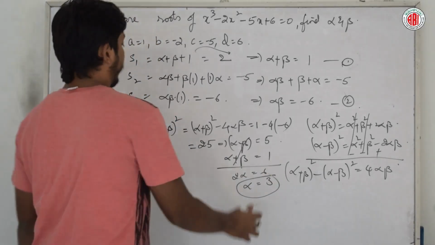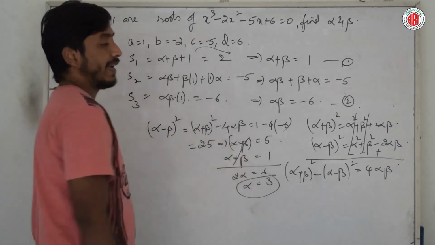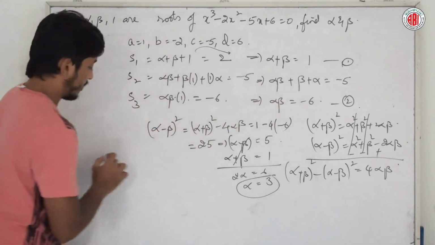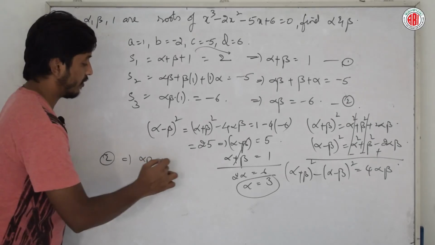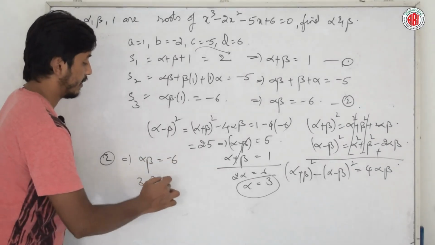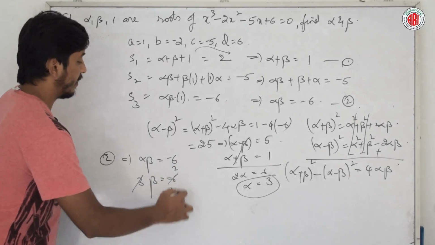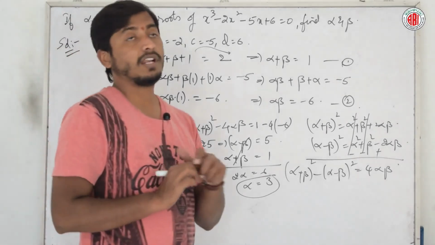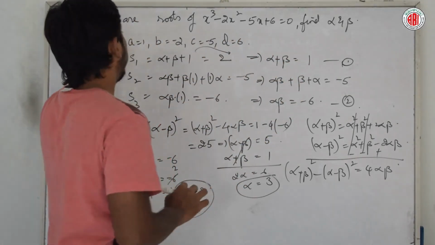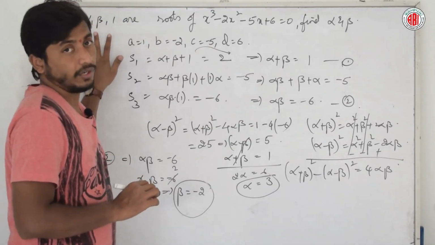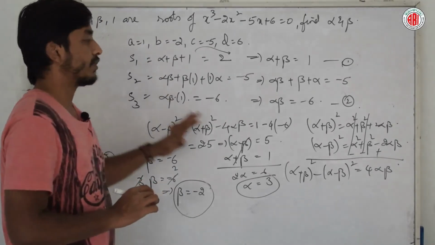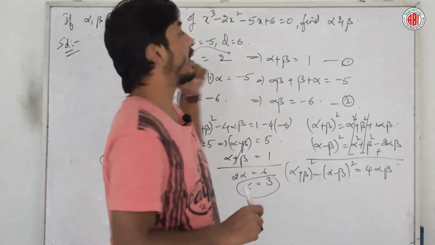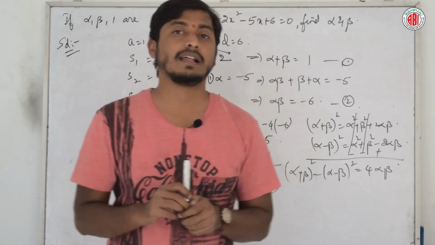Then if alpha is 3, what about the value of beta? If I substitute in 1 or 2, let me take this direct second equation. Alpha beta equal to minus 6, alpha is 3, therefore beta will be minus 2. Is it right? What did we do here? First he gave 3 roots, so we took sum and product in order to solve this equation. Yes, then we can get the values of alpha and beta here. Clear?